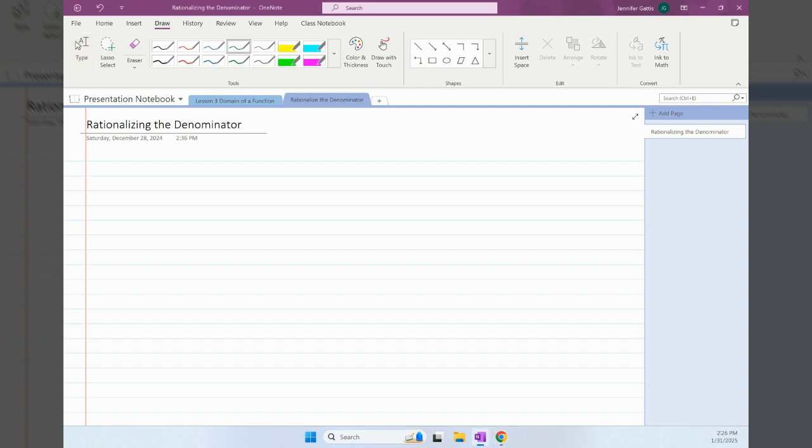So, if we have, say, 2 over the square root of 5. Okay? That is a fraction. However, the denominator is not a rational number. The denominator is the square root of 5, and the square root of 5 is an irrational number. So to eliminate the radical from the denominator, we can multiply by the square root of 5 over the square root of 5.